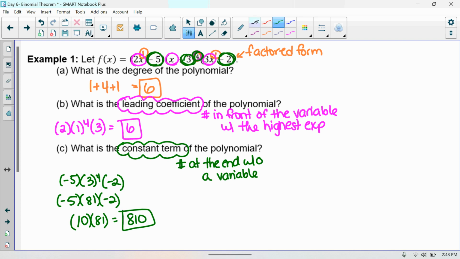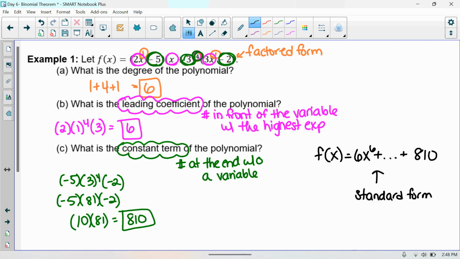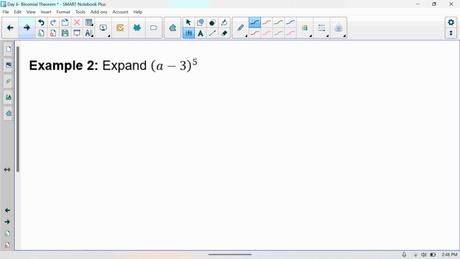So if I were to write this polynomial out in standard form, it would look like this. 6x to the 6th plus a lot of terms in the middle, plus 810. So this is standard form. So we can tell a lot about a polynomial from its first term or its leading term, and its constant term or its last term. But when you want to expand a polynomial, you want to do it as quickly as possible. And that's why you watched the video last night, and I'm going to review the steps with you now.